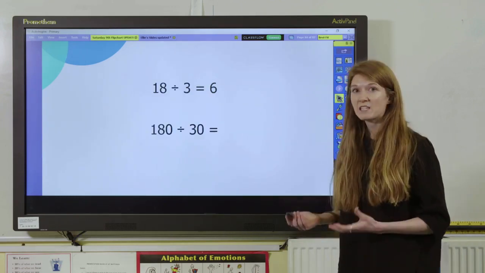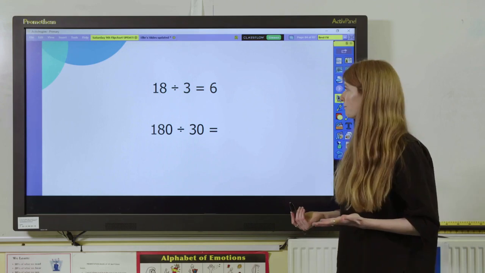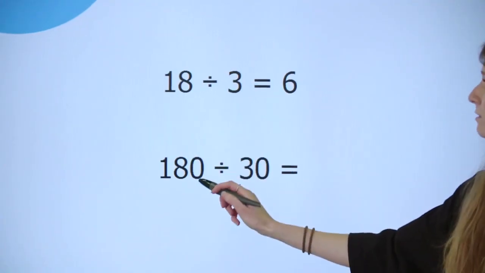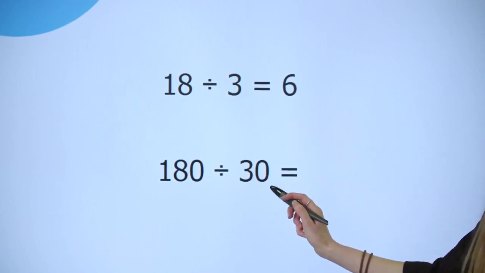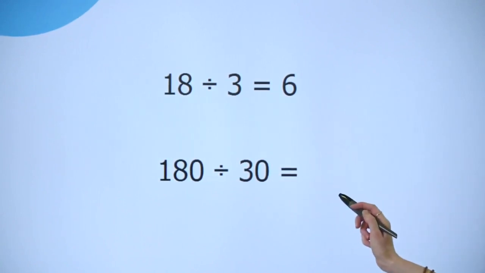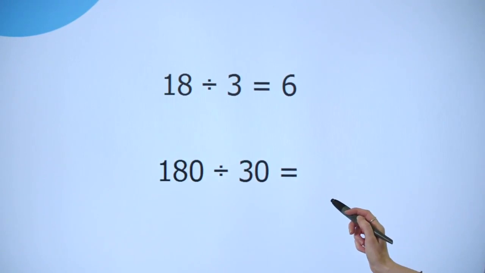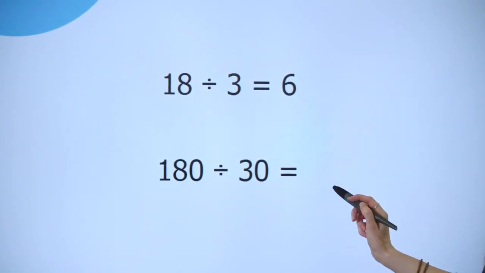Pupils should know that 18 divided by 3 is 6. Because this number has been made 10 times bigger, and this number has been increased by the same proportion, the answer is going to be the same. And we've touched on this in a previous video, talking about the constant ratio method. So the answer is still going to be 6.